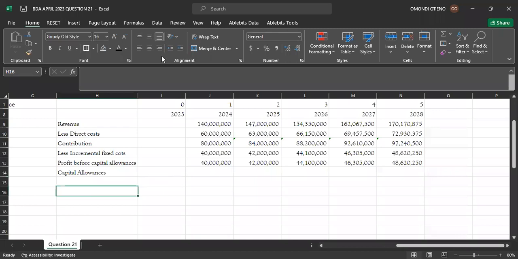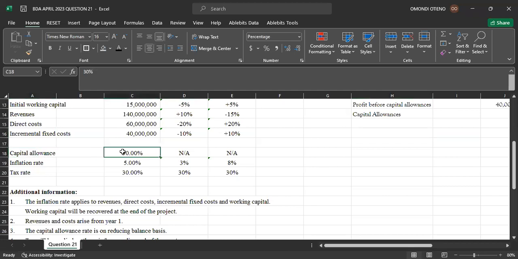So what are they telling us about the capital allowances? Let's see the information given about that. Capital allowances rate 30%. It is going to be 30% on what? It is 30% on the cost of investment: the actual amount paid plus any other cost that was incurred to make it ready for use. And working capital is not a cost that is incurred to make the asset ready for use.